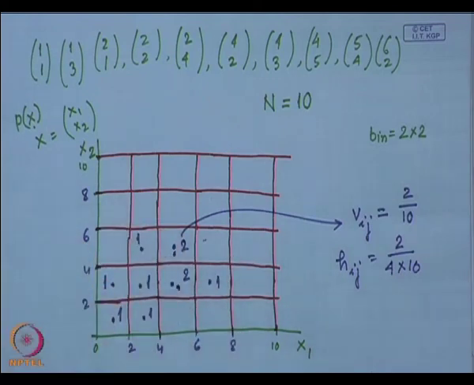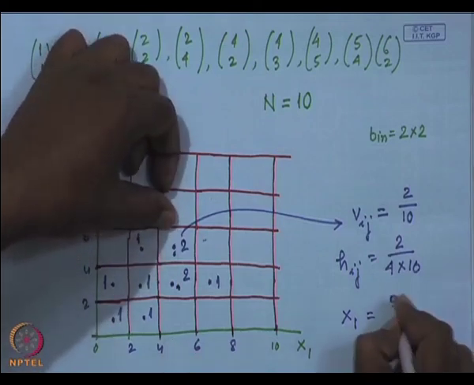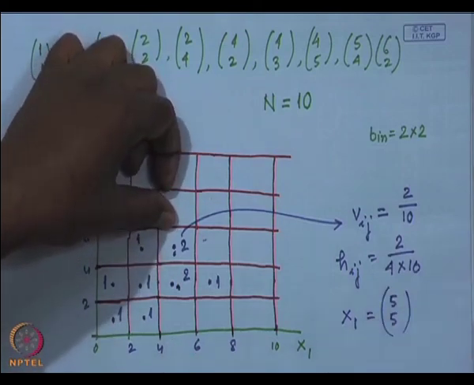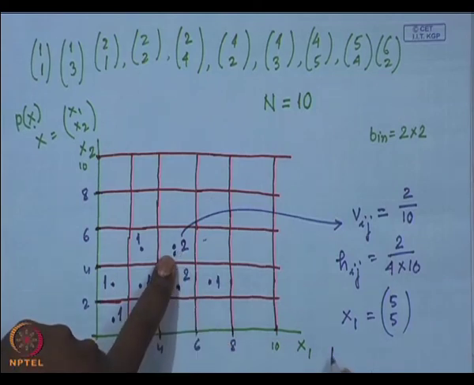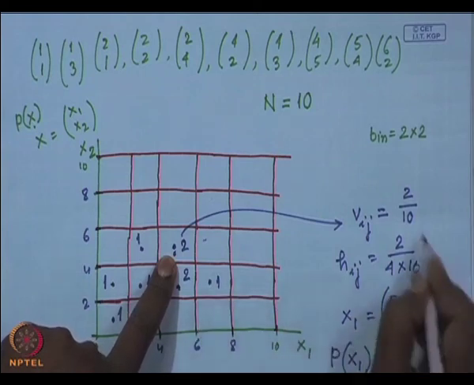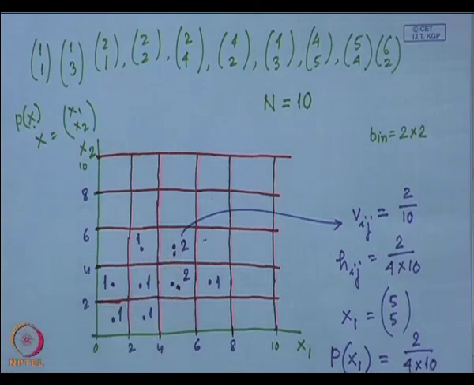Now, if I have x 1 which is equal to, let us say, 5 5, then 5 5 falls within this particular bin. So, P of x 1 is nothing but this H i j, which is 2 by 4 into 10. So, you find that we have simply extended the concept of probability density estimate from one dimension to two dimensions.